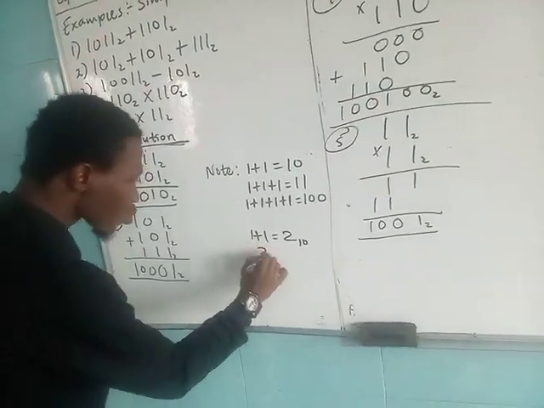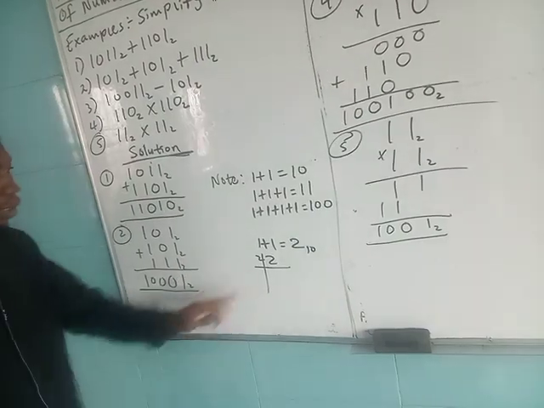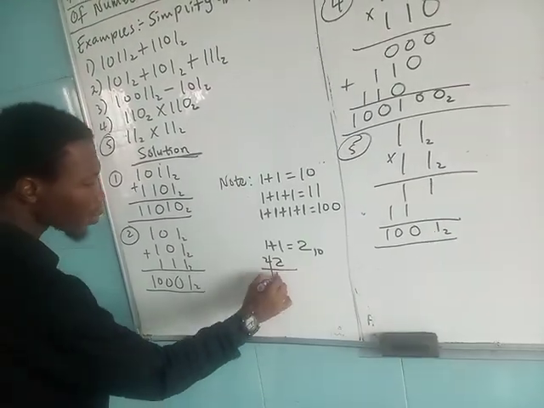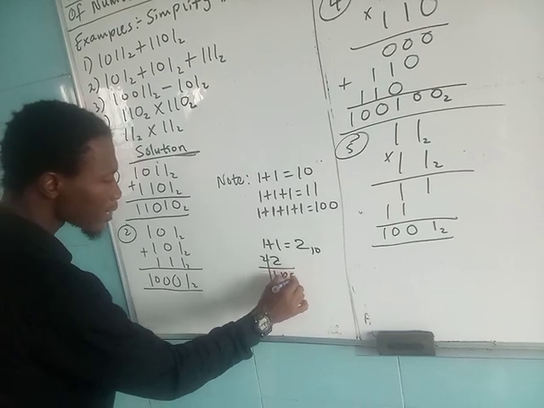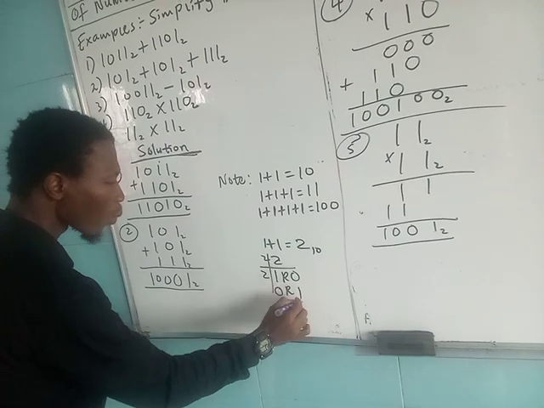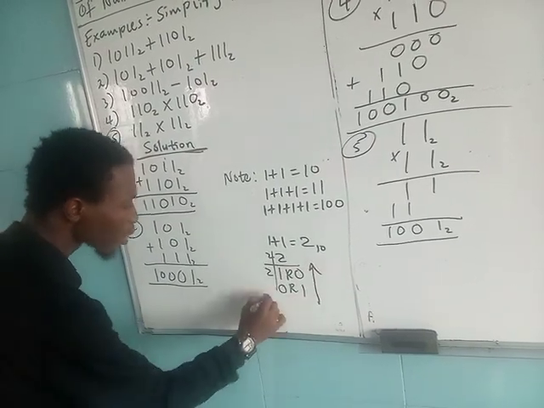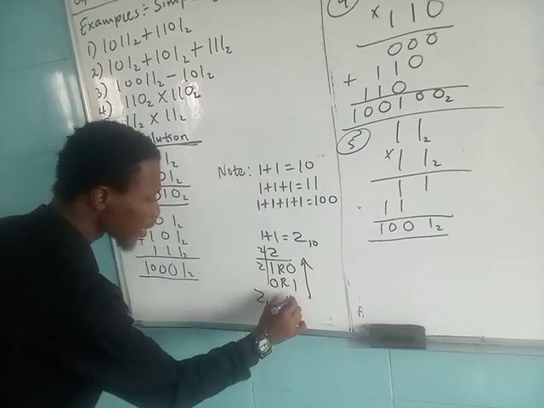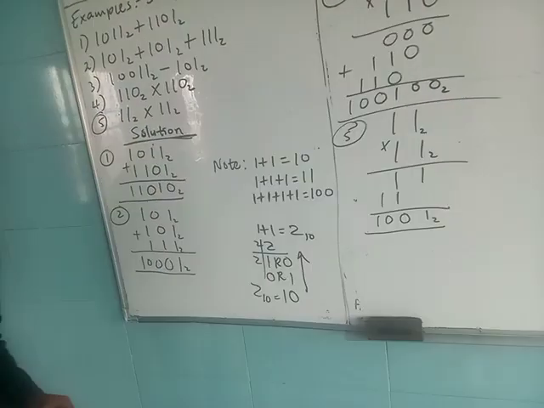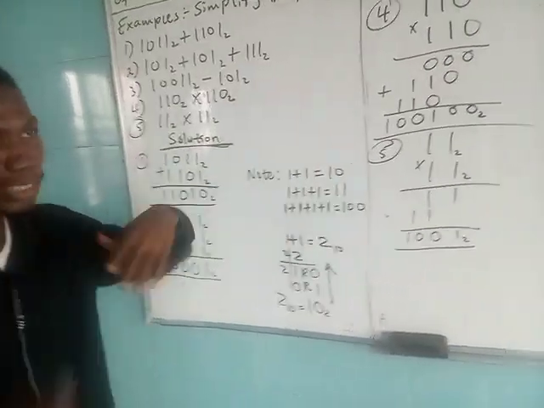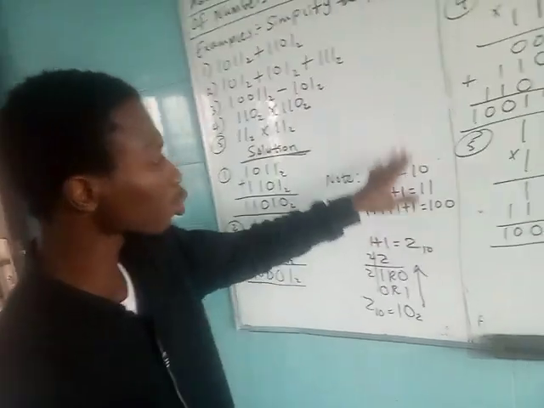Then in base 2, you have to convert it to base 2. So you divide: 2 divided by 2 is 1, remainder 0. Then 1 cannot divide 2, so you write 0, remainder 1. Then you draw an arrow up. 2 base 10 is now equal to 1, 0, which is 10 base 2. So that is why we say 1 plus 1 is 10, by memorizing it.